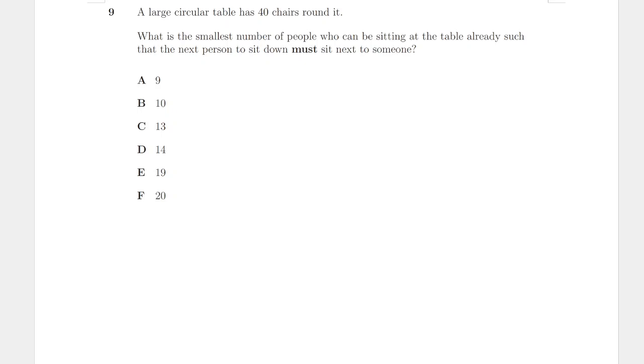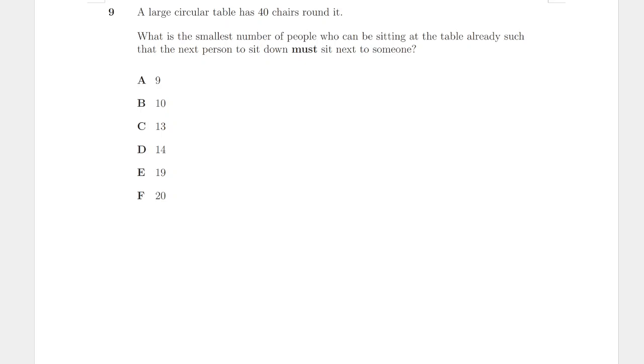Okay, question 9. A large circular table has 40 chairs around it. What is the smallest number of people who can be sitting at a table already such that the next person to sit down must sit next to someone? Okay, so we have to imagine that there are some selfish people, all right? Some greedy guy. Once he sits down, then the 2 adjacent seats are occupied as well, right?